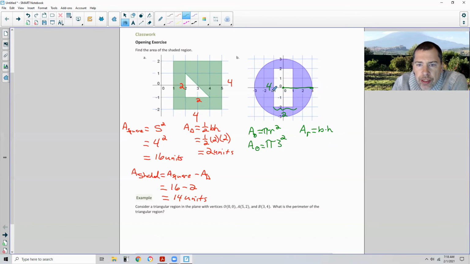I'll put it over here. This side here is 4. So the area of the rectangle is going to be base 2 times height 4. So the area of the circle is going to be 9 pi. The area of the rectangle is going to be 8. So the area of the shaded region is going to equal the area of the circle minus the area of the rectangle, which is going to be 9 pi minus 8.